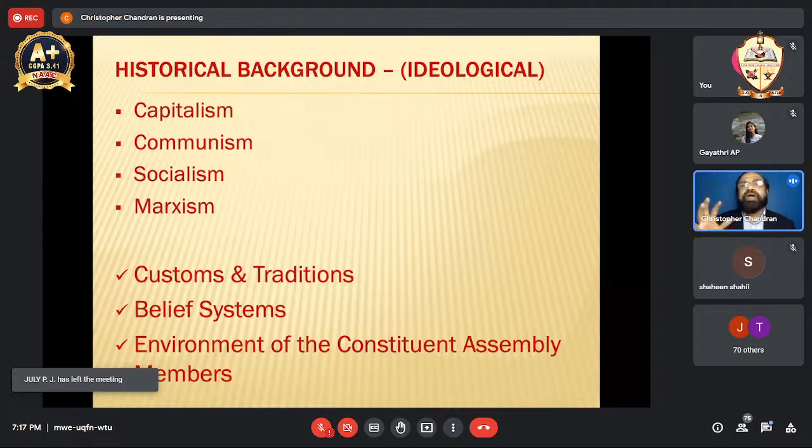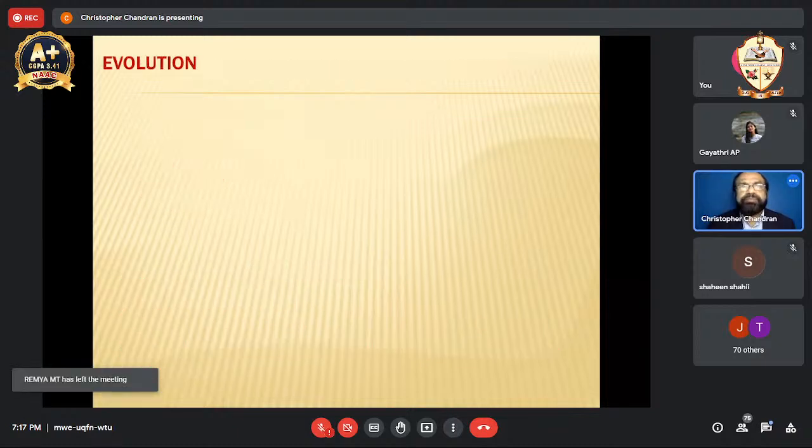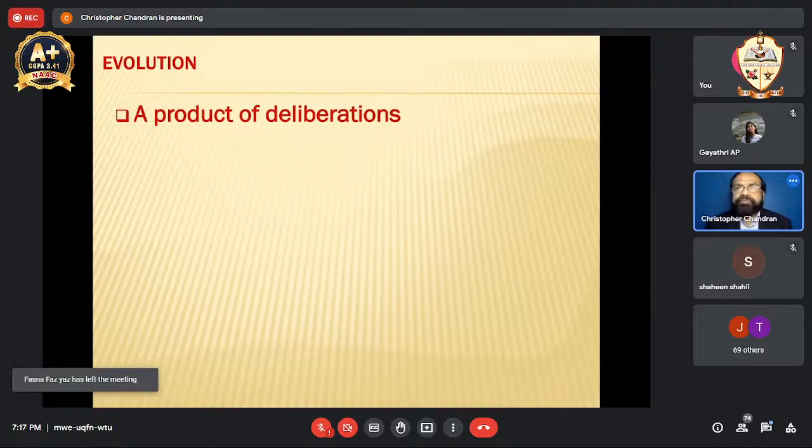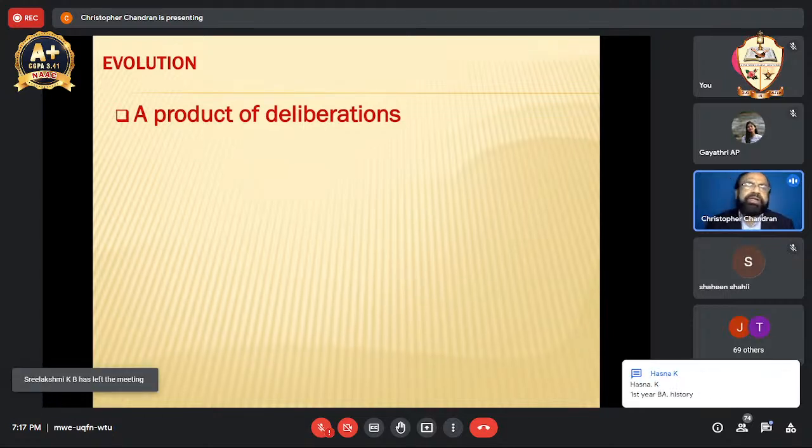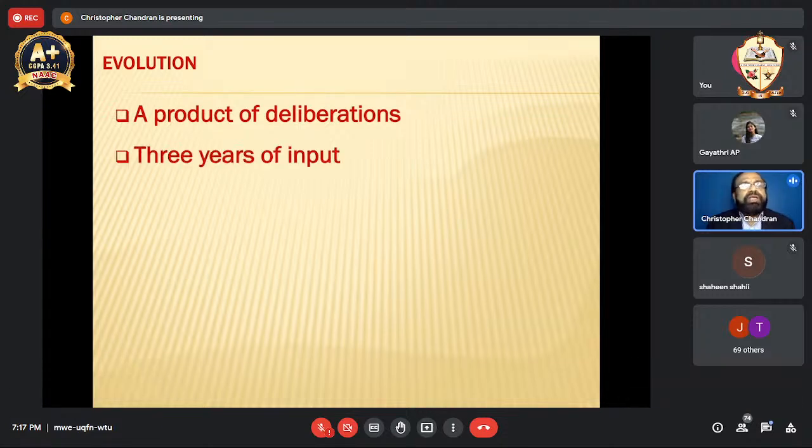These are people from different ideological backgrounds sitting together to write a constitution for a people who are diverse in nature. And that is how our constitution evolved. It's a product of huge deliberation with different kinds of people from different backgrounds. 3 years of input, of intellectual discussions.